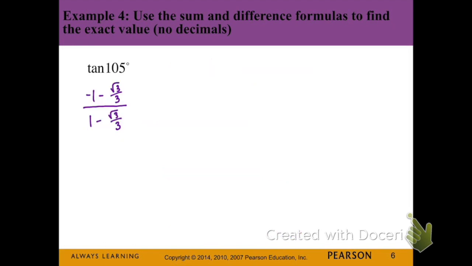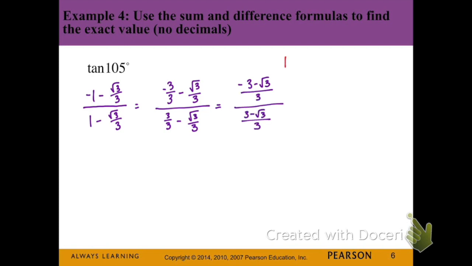Okay, so to rationalize this, I'm going to start by combining my terms on the top and the bottom. So I'm going to rewrite 1 as 3 over 3. Condensing the top to one fraction and condensing the bottom to one fraction. I'm going to keep, flip, change. So I'm keeping the numerator the same. I flipped the denominator and I changed to multiply. I can cancel a 3 out of the top and the bottom.